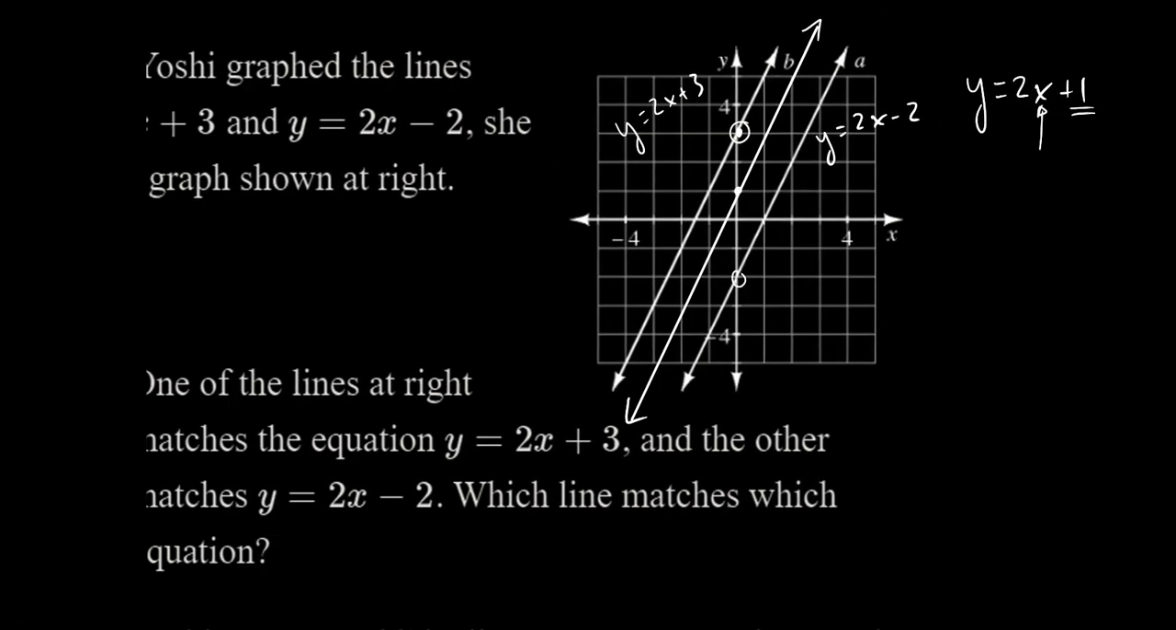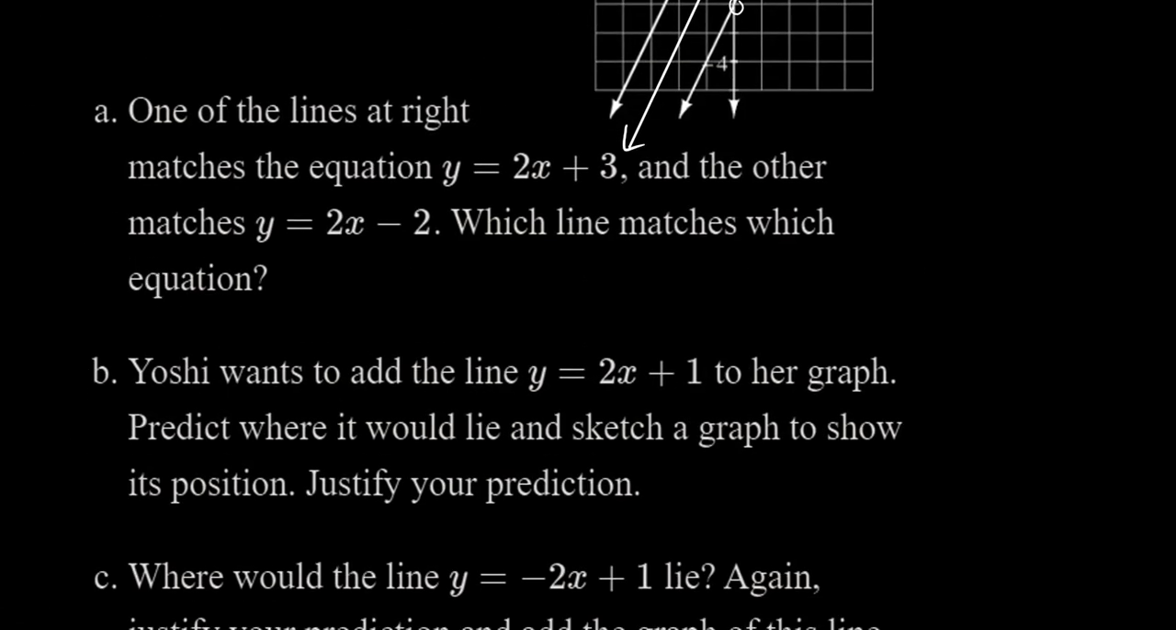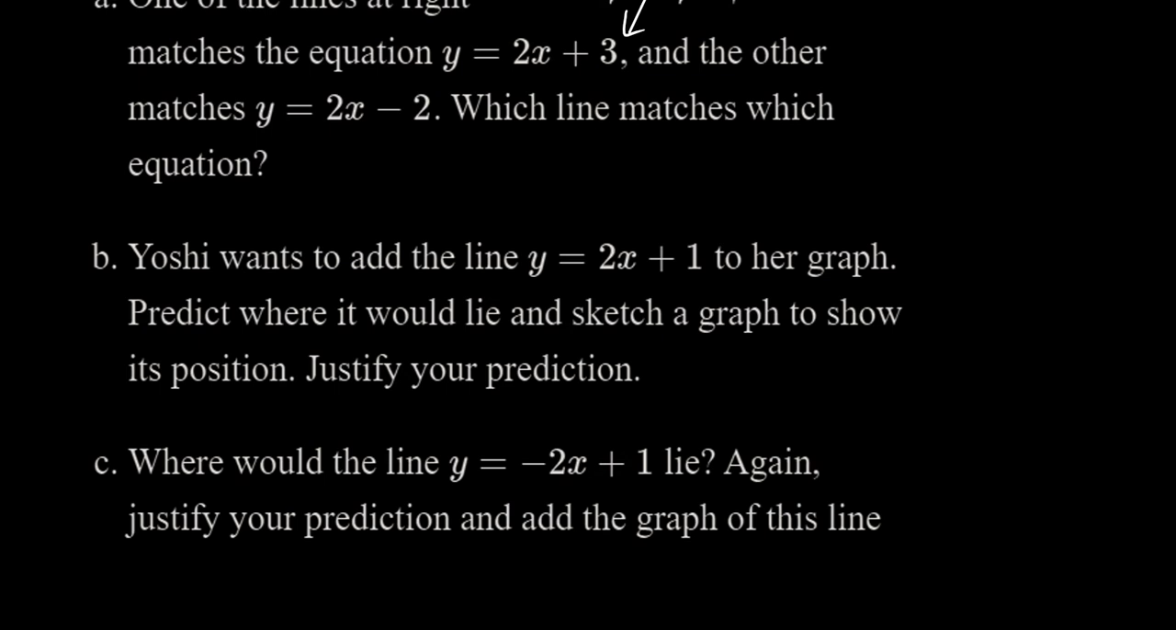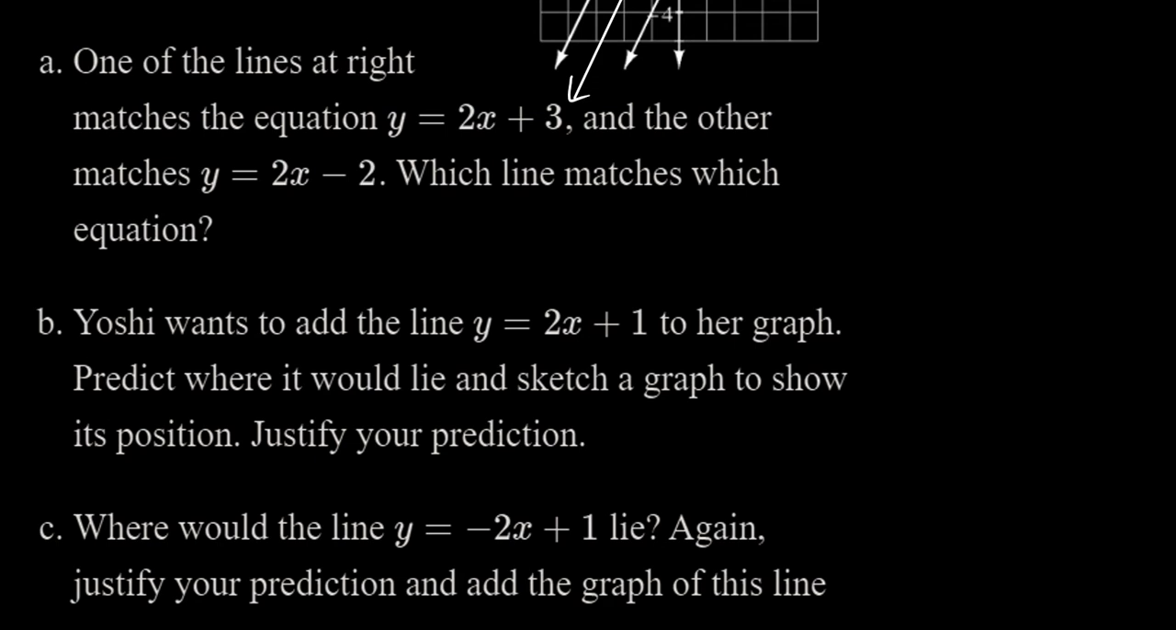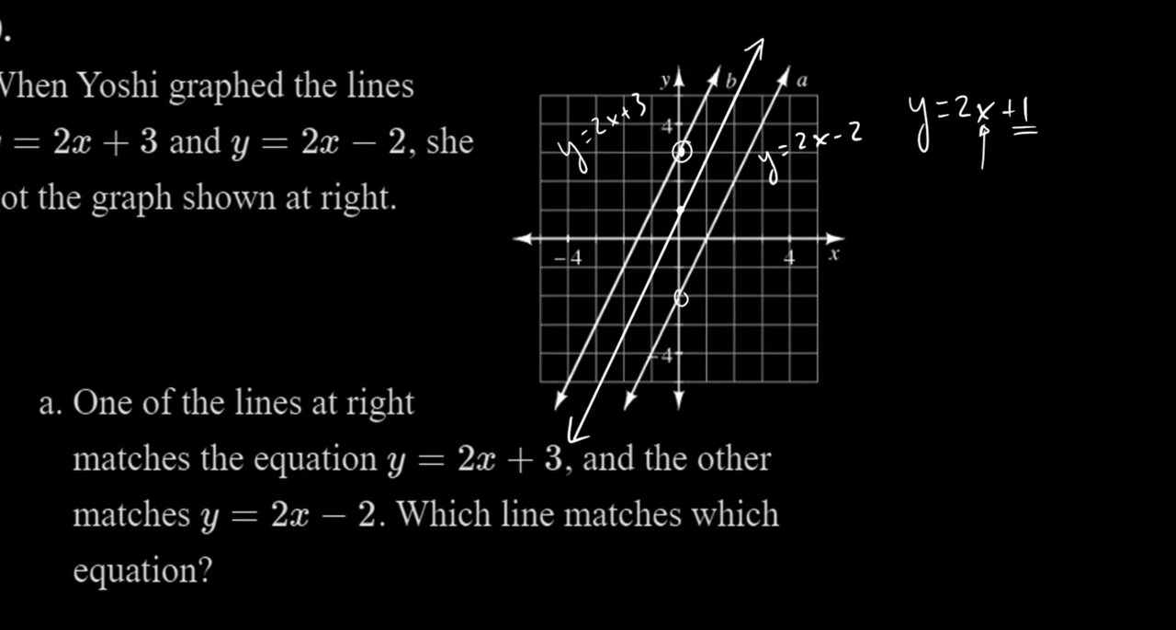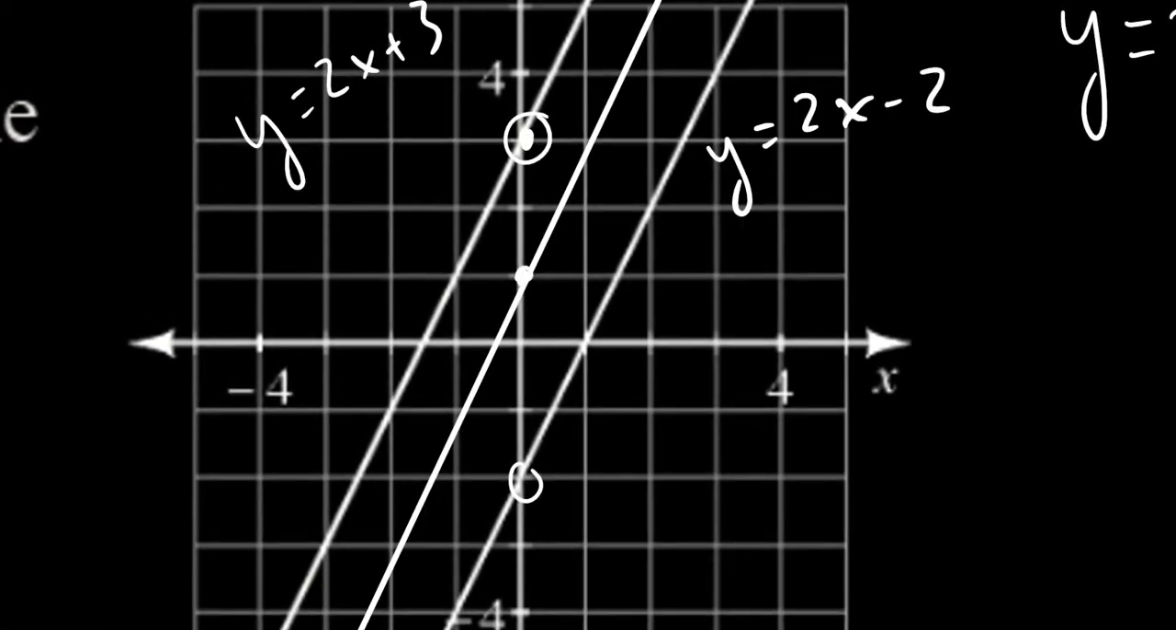Let's see what part C says. C says, where would the line y equals negative 2x plus 1 lie? Oh, a little different, right? Now, instead of increasing by 2 units each time x goes up by 1, this is going to decrease by 2 units each time x increases by 1. It's still going to have the same intercept as my last function. In fact, let me use a slightly different color.